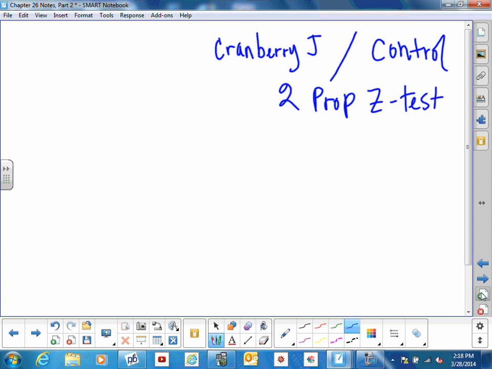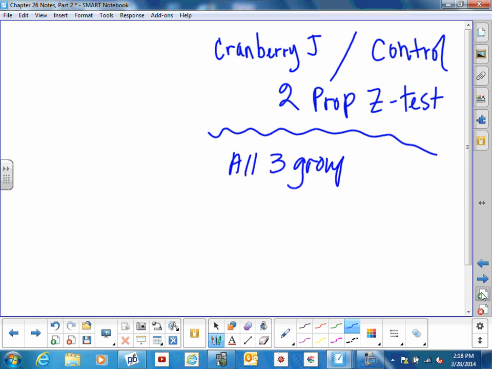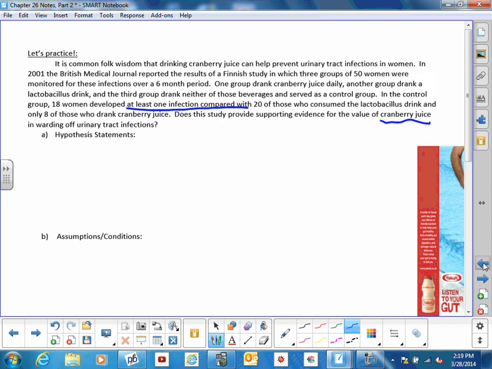But for teaching purposes of the chi-squared, I want to do more than two groups. So for teaching purposes today, I am going to talk about all three groups and if they have the infection at the same rate. And if I find that they don't have it at the same rate, then I'm going to go look at something else that I'm going to teach you about to talk specifically about the cranberry juice. Under normal circumstances, if you read this question, you would just compare cranberry juice with control. But we're not. We're going to do all three at a time for the teaching purpose of it.